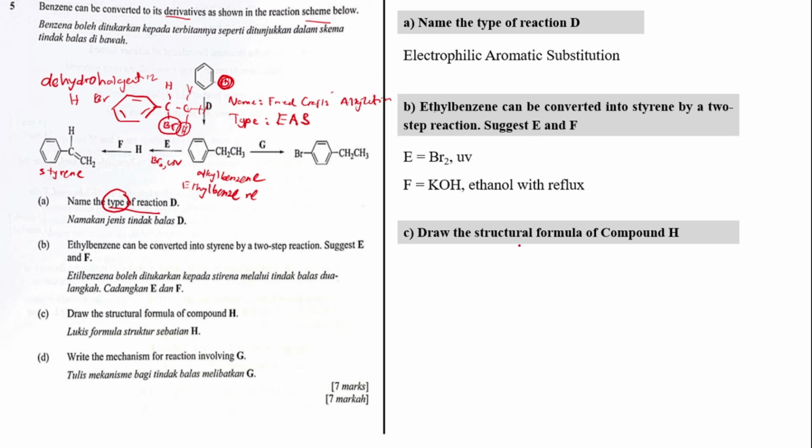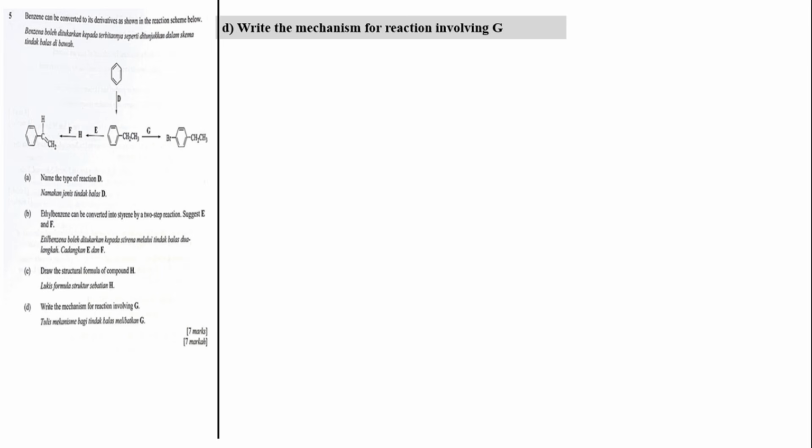Now we need to draw the structural formula of compound H. Okay, and as I mentioned before, when we use bromine with UV, we're going to produce a major product where it's going to replace the hydrogen at the center instead of the side. Okay, so hydrogen yang di tengah-tengah yang akan substituted, bukannya di tepi. So H is going to be the structure like this. Okay, so now we're going to continue with question number 5D, where we have to write the mechanism for the reaction involving G.